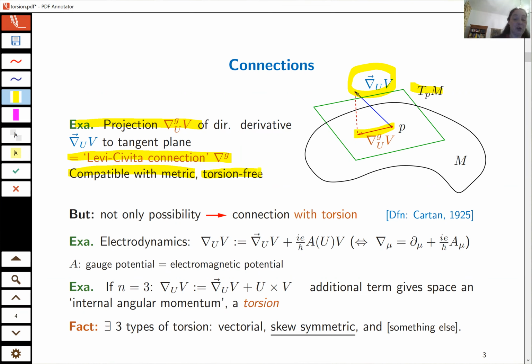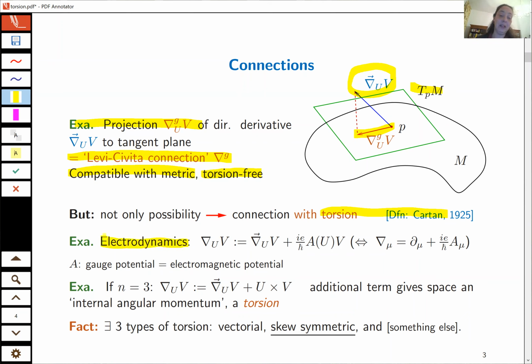Nevertheless, it is well known, I think for quite a while, that connections with torsion pop up in a natural way. And the first definition of torsion was given indeed by Cartan. An example you may have encountered early in your studies is in electrodynamics.